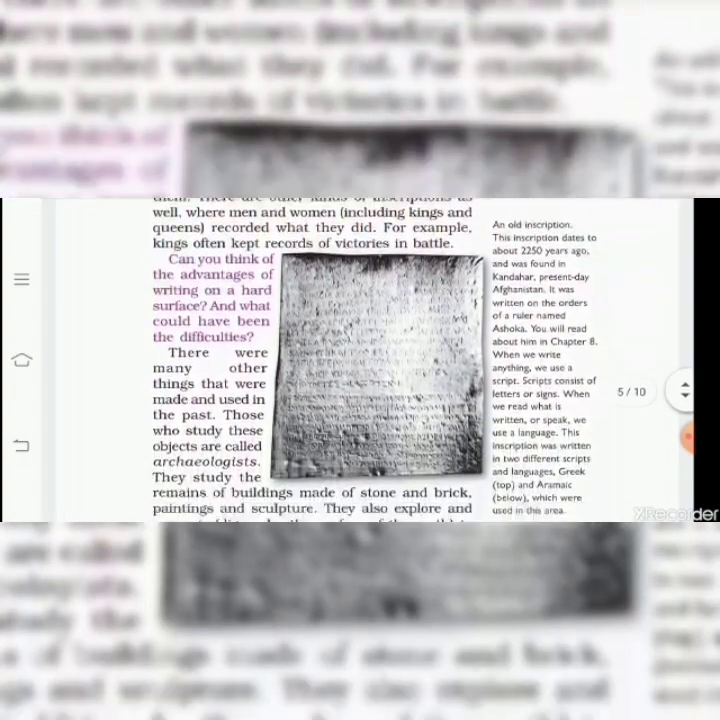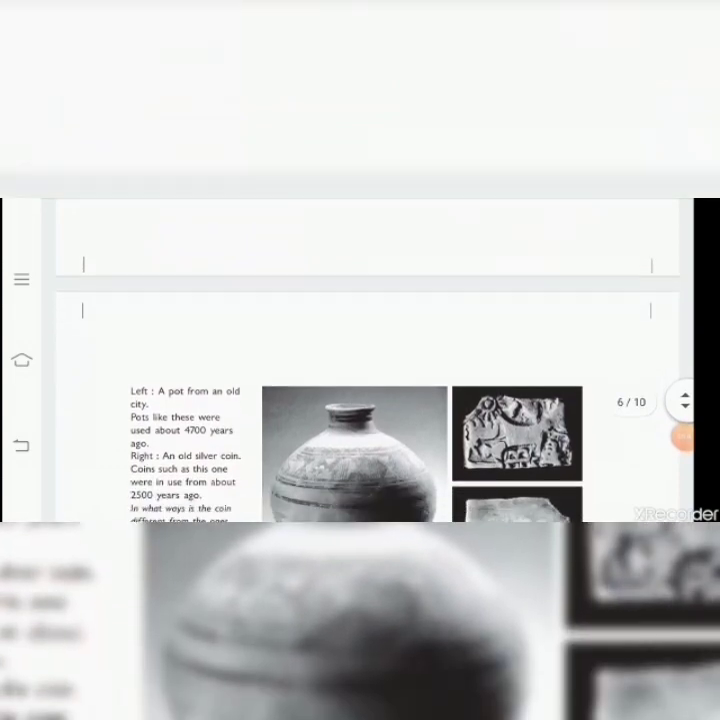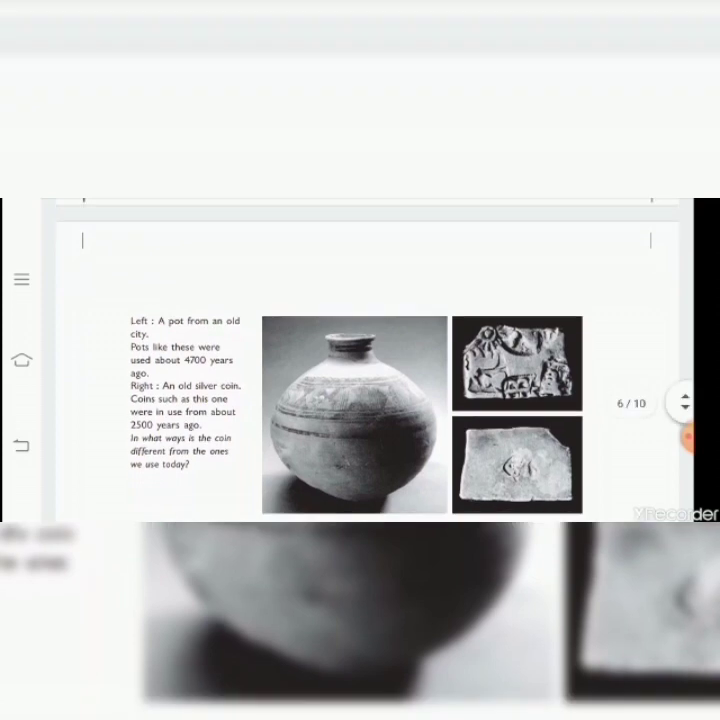Here comes the term archaeologist. Archaeologists are those who study these objects, that is, they study the remains of buildings made of stone and bricks, paintings and sculptures. They also excavate to find tools, weapons, pots, pans, ornaments and coins. Historians and archaeologists are detectives who explore things and collect clues to find our past.